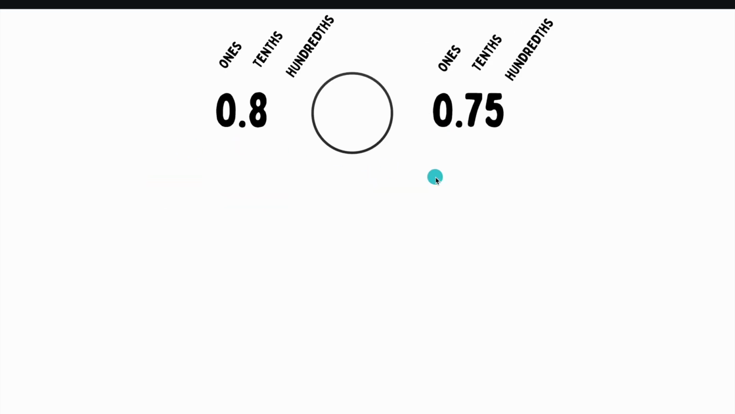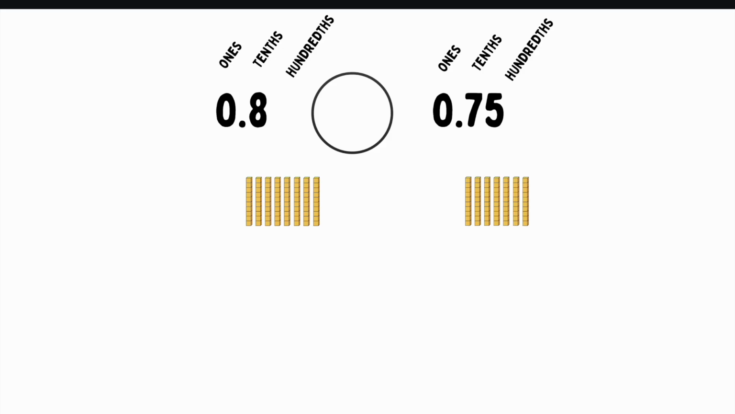Let's compare 8 tenths to 75 hundredths. We have 8 tenths, and here we have 7 tenths and 5 hundredths. At first glance, it would appear that 0.75 is greater than 0.8, but remember, we look at the ones place first and then the tenths place. 8 tenths is greater than 7 tenths. 5 more hundredths here, and we would have equivalent decimals.